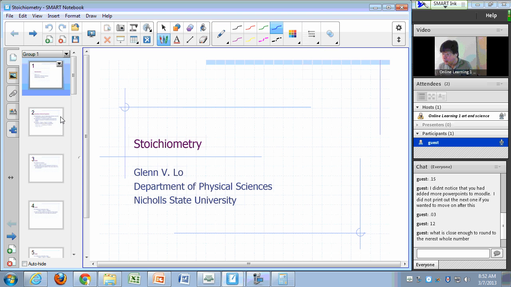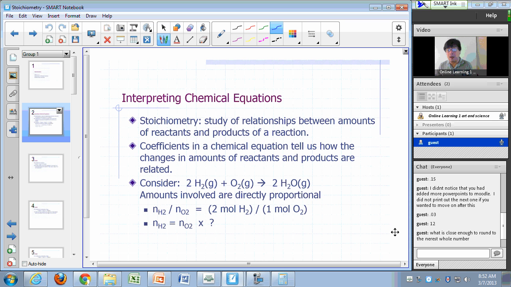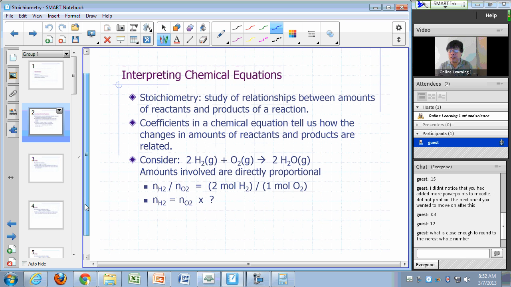Right. Stoichiometry deals with relationships between amounts of reactants and products involved in a reaction. And the relationship is really given to you by the coefficients.